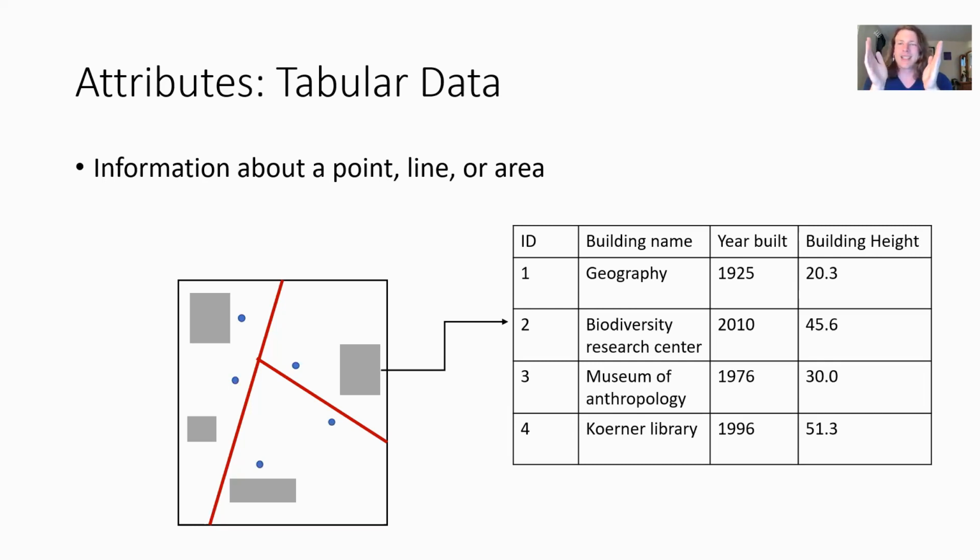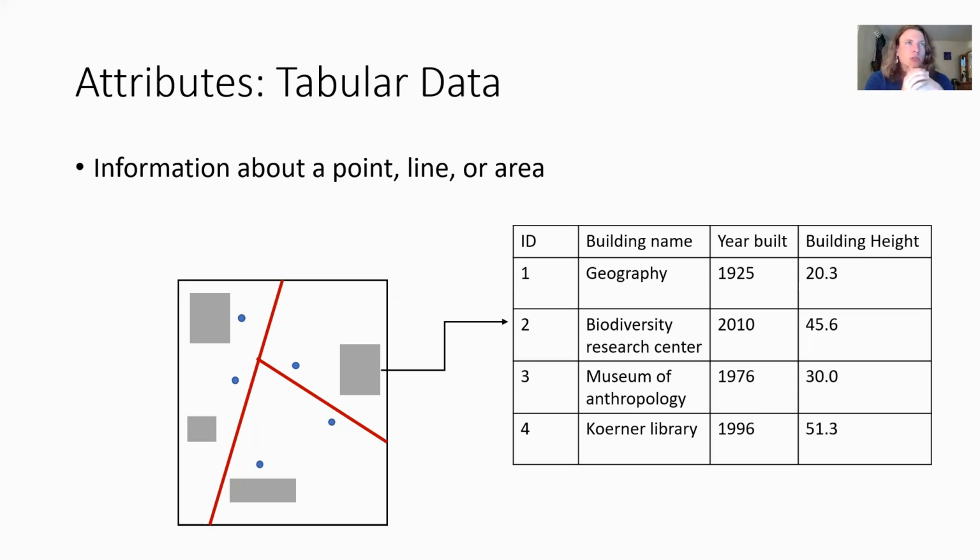And then separately, there's a table. That table also has a unique ID number, and that links it to the shape. Then it has a bunch of columns with different attributes in it. In this case, we have 3 attributes: the building name, the year it was built, and the building height. But there's essentially an unlimited number of attributes that you can store. So we can have very complex collections of data stored along with vector data.